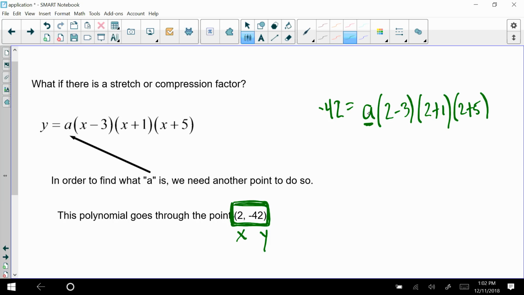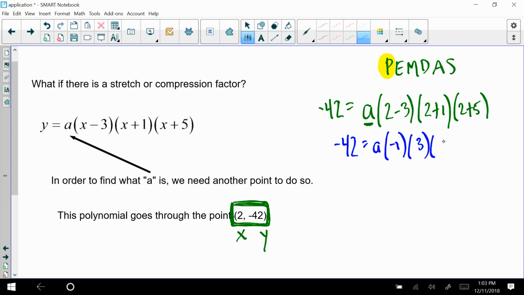Now, here's your a, and if you follow your parentheses, exponents, multiplying, dividing, adding, subtracting, your PEMDAS that you guys know, the first one is P. And what that means is take what's in each parentheses and do that first. So that means take 2 minus 3 and get -1. Take 2 plus 1 and get 3. Then take 2 plus 5 and get 7. There are no exponents, so now we move on to the multiply. So you take -1, 3, and 7 and multiply them all together, and you're going to get -21a.